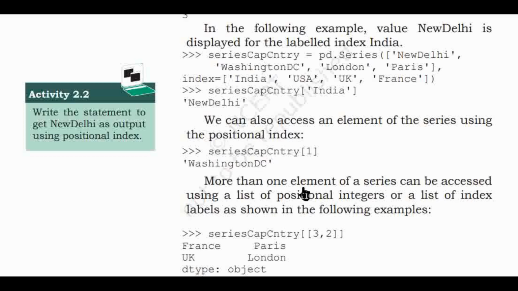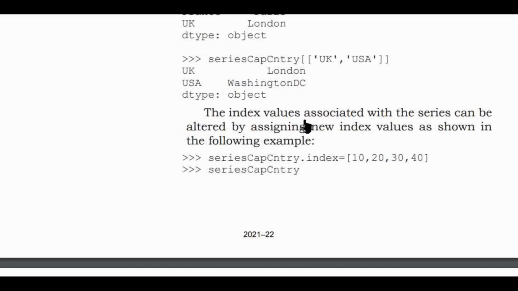More than one element of a series can be accessed using a list of positional integers or a list of index labels as shown in the following example. seriesCapCountry[[3,2]] gives France Paris, UK London, dtype object. seriesCapCountry[['UK','USA']] gives UK London, USA Washington DC, dtype object.